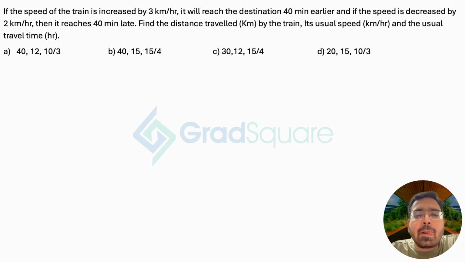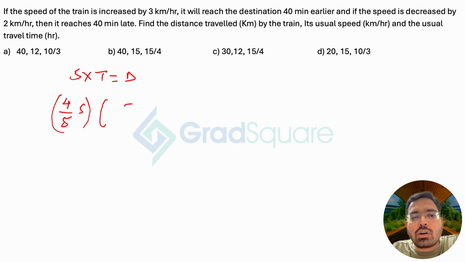Right? Now, before we do this question, let's understand a few concepts about time, speed, and distance. Speed into time is what? Distance. So if my speed becomes, let's say, 4 by 5 times of the original speed, then my time should be multiplied by what fraction in order to keep the distance same? My distance should be speed into time, correct? So my time value should be multiplied by what? 5 by 4 in order to keep the distance same, right?